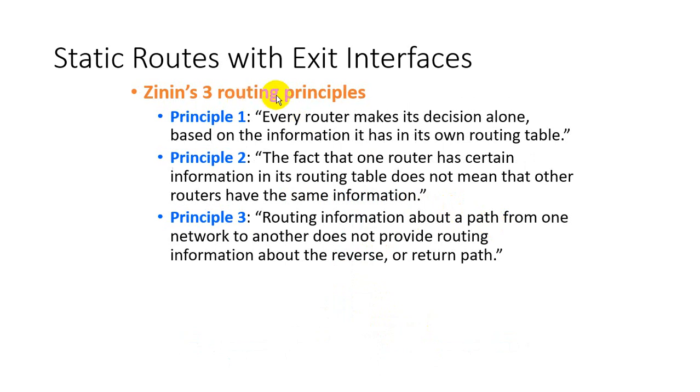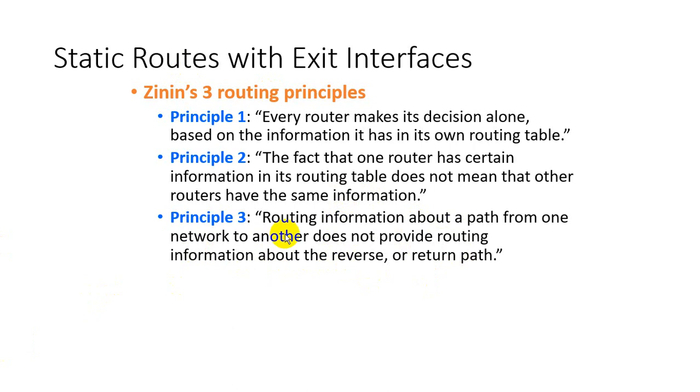So we have three routing principles. Every router makes its decision alone, based on the information it has in its routing table. The fact that one router has certain information in its routing table does not mean that other routers have the same information. Routing information about a path from one network to another does not provide routing information about the reverse or return path.